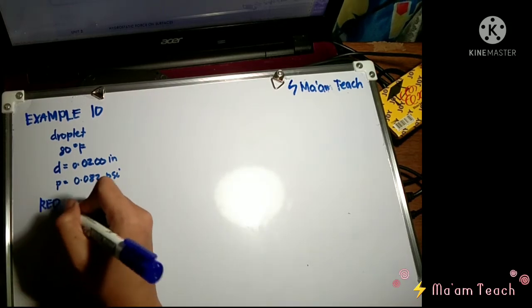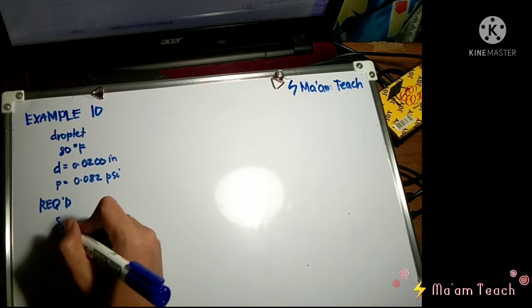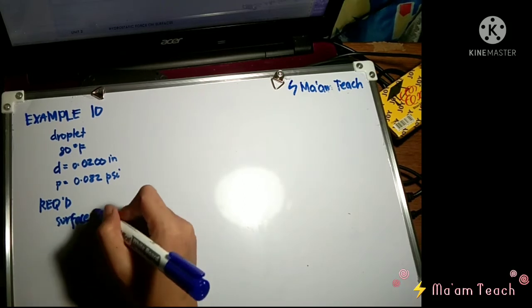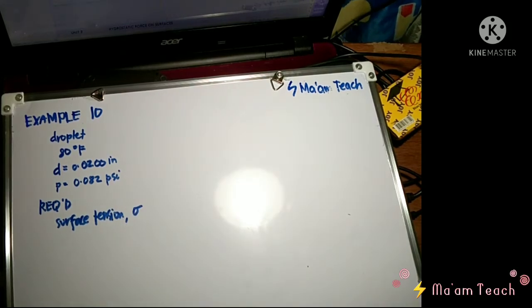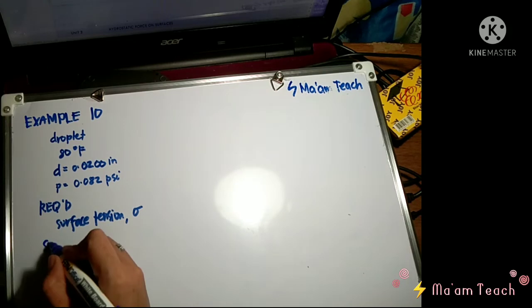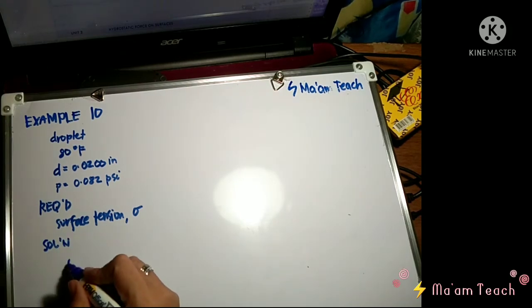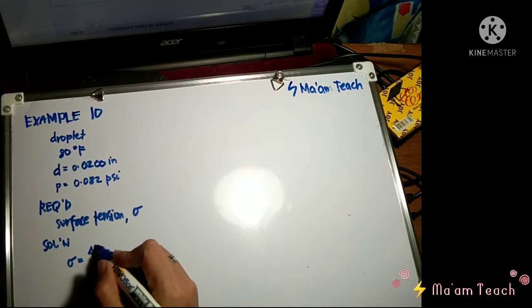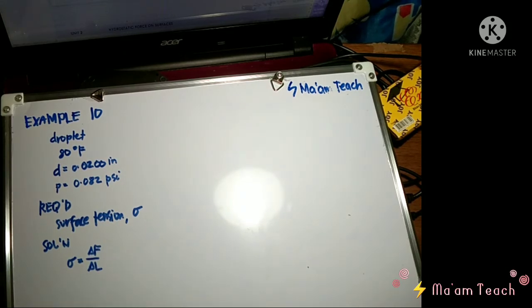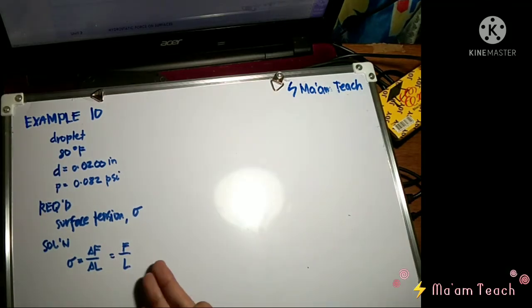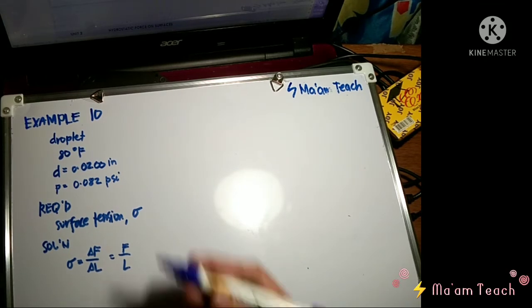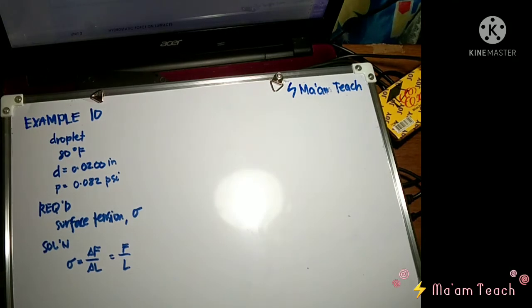So we are required here, class, the surface tension, which in our lecture is symbolized as sigma. Now, what is the formula again of a surface tension? If you could recall, surface tension is defined as the change in force per length, or simply force all over length. Now, based on our given, we don't have force, we don't have the length. But what we are given is only the diameter and the pressure. And we are given here the data that it is a droplet.